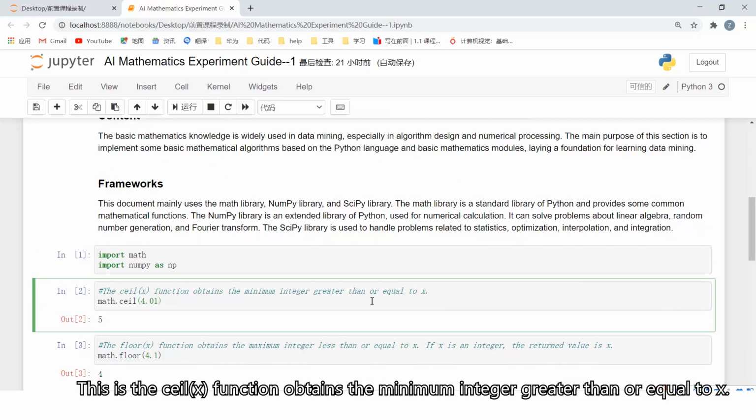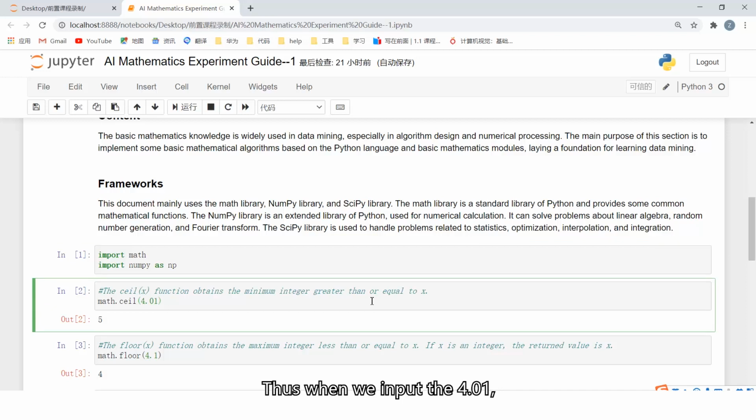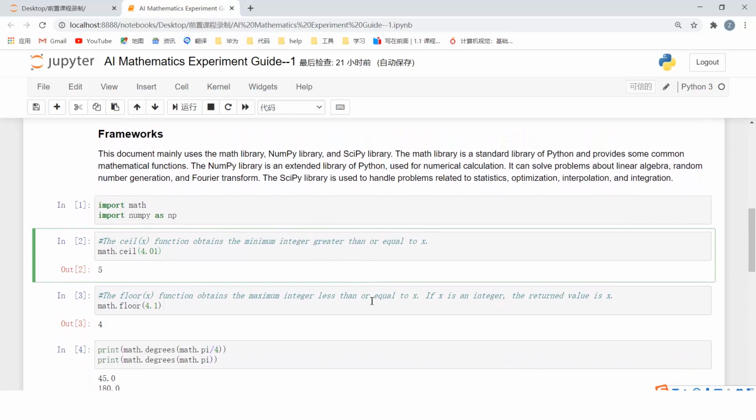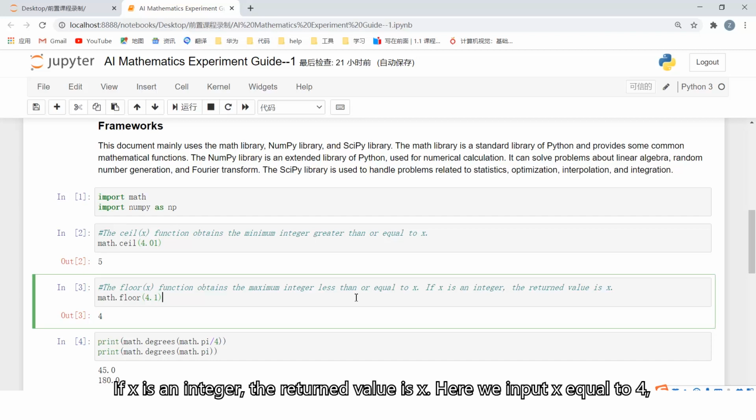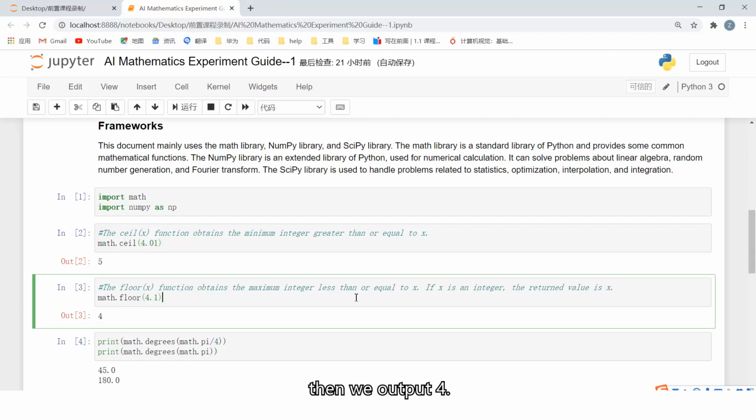The ceil function obtains the minimum integer greater than or equal to x. Thus, when we input 4.01, we get the output 5. The floor x function obtains the maximum integer less than or equal to x. If x is an integer, the returned value is x. Here, we input x equal to 4, then we output 4.